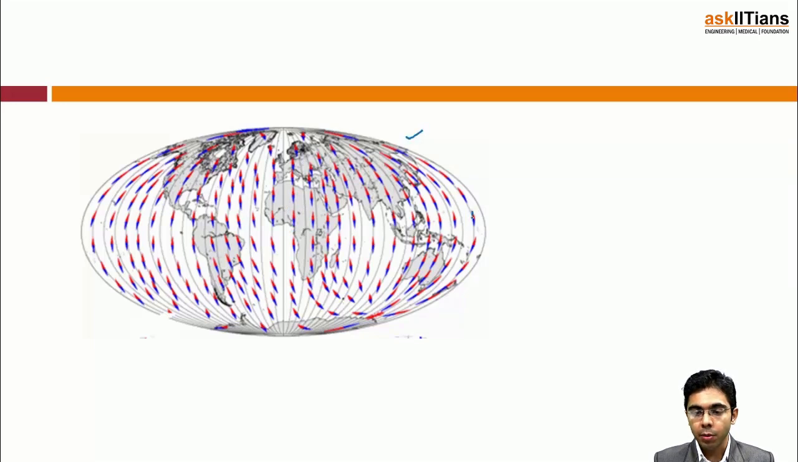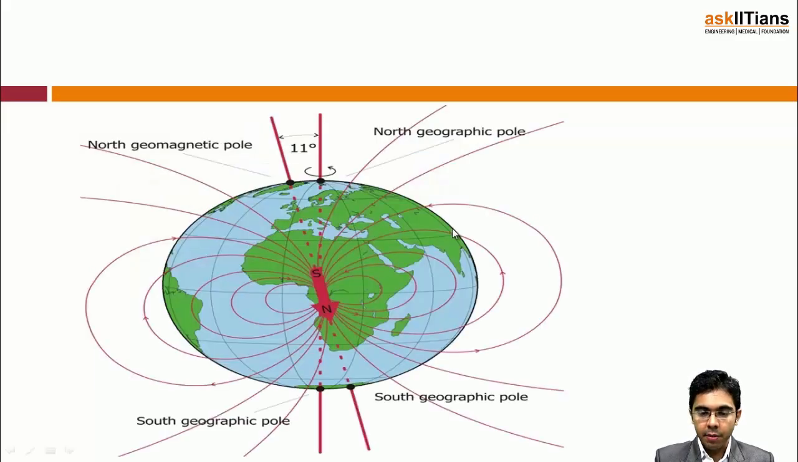It will be something like this at this place, because we have seen that in the diagram. If we hold the magnetic needle at any place on the earth, let's say at this place, the magnetic field lines are something like this. So the magnetic needle will align along this line, tangent to this line.